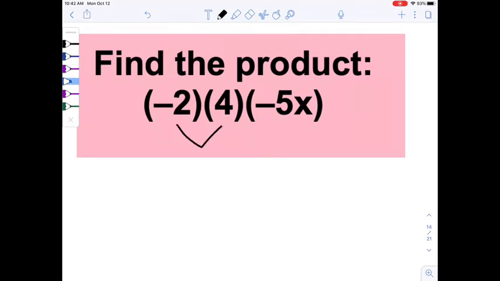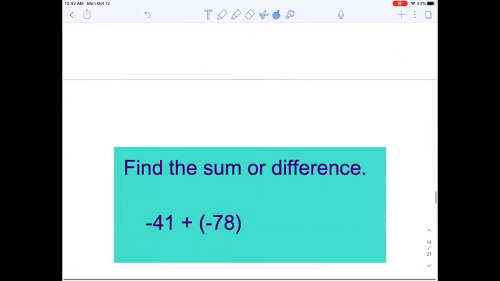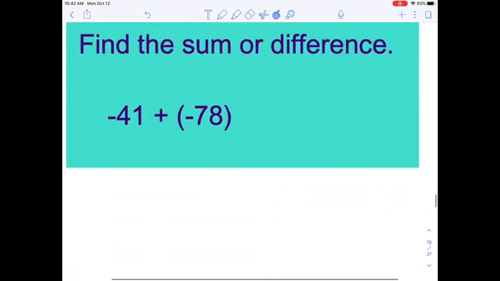Okay, then we have to find the product of this. So it's all multiplication, so we can start with whatever we want. -2 times 4. A negative times a positive is negative. 2 times 4 is 8, so I have -8 times -5x. Then a negative times a negative is a positive, and 8 times 5x is just 40x. And there's our answer.